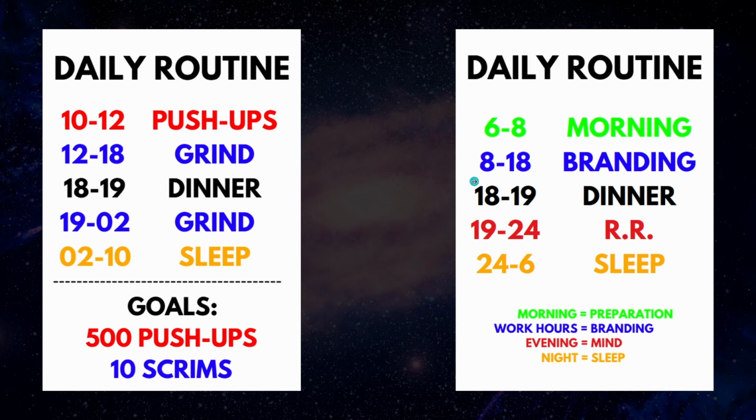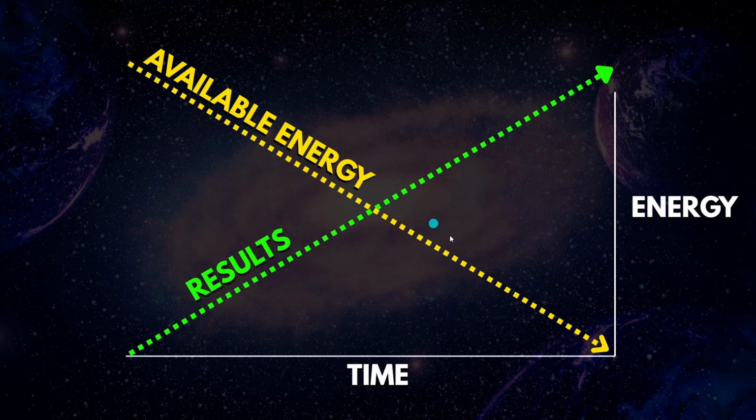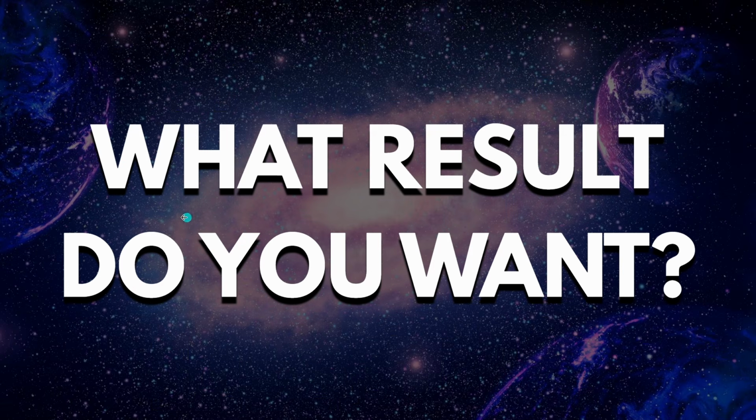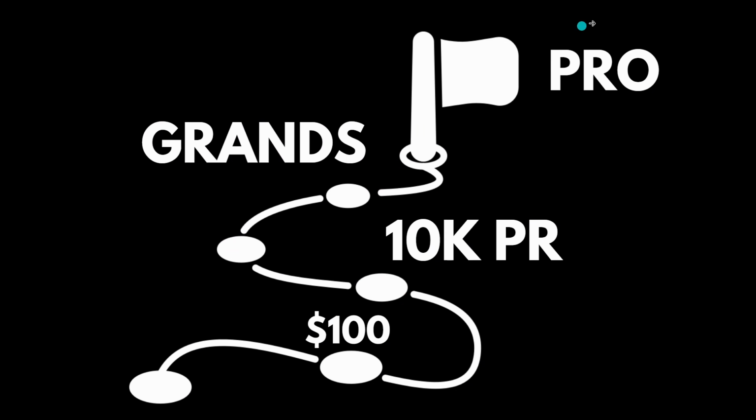Now we did all of this to use our available energy and our time to convert into certain results. But you need to know what type of result you actually want. So what result do you want? You have to write it down and be very clear about the result that you want. Because your end goal might be to go pro in this game. But I don't think you can be locked in forever.